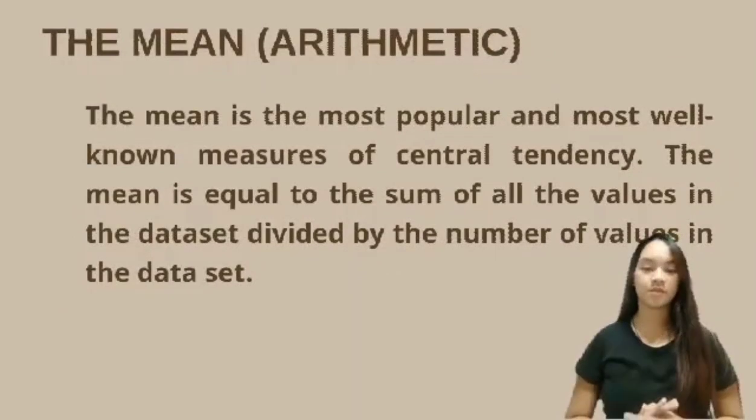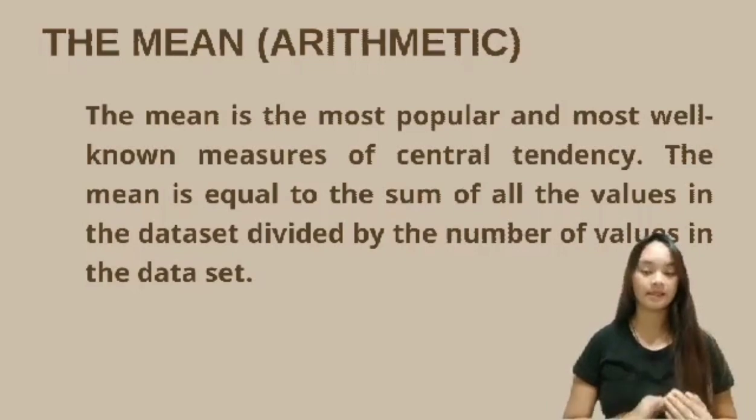Let's proceed to the arithmetic mean. The mean, or average, or arithmetic mean, is the most popular and most well-known measure of central tendency. The mean is equal to the sum of all the values in the dataset divided by the number of values in the dataset. Calculating the mean is very simple. You just add up all the values and divide it by the number of observations in your dataset.